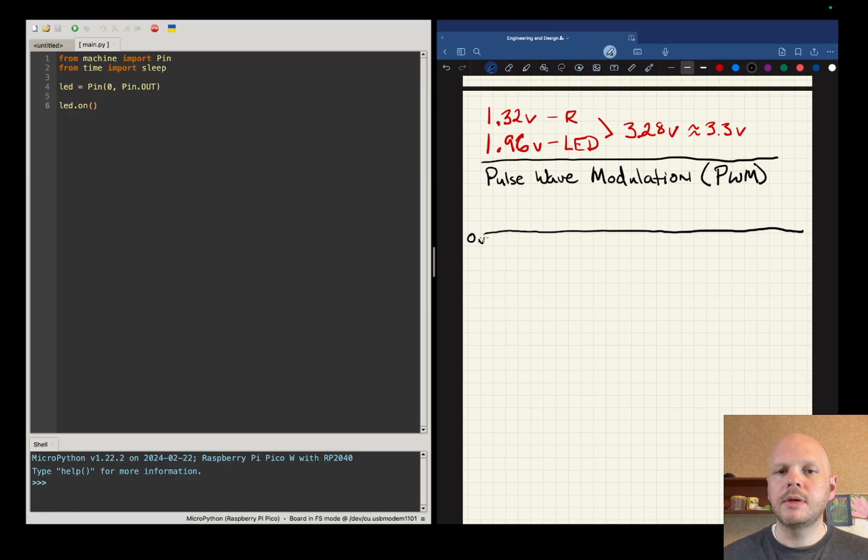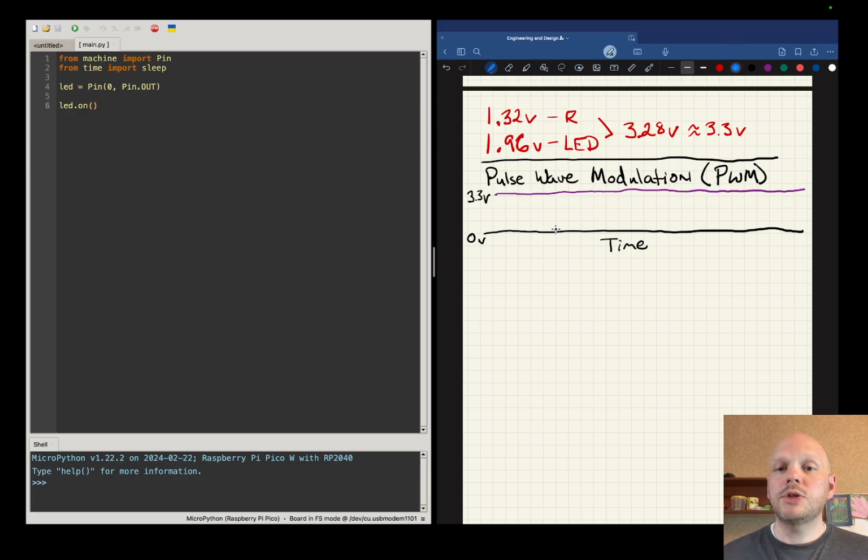And then we have our output pin, which outputs 3.3 volts. Now, I'll draw this in purple. So let's say that we have our LED just on all the time. This x-axis down here is time. Okay? So if we have our LED on all the time, the voltage is always at 3.3 volts all the time. And this is just an on LED.